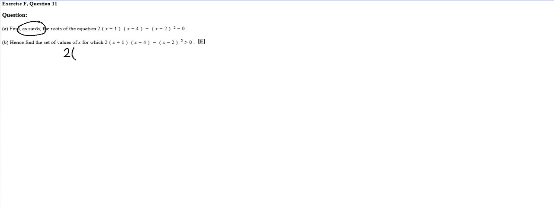So I'm going to expand this. I'm going to have x squared. Then from these two terms, I'm going to have minus 4x plus an x, so it's going to be minus 3x. And these two terms are going to give me negative 4.